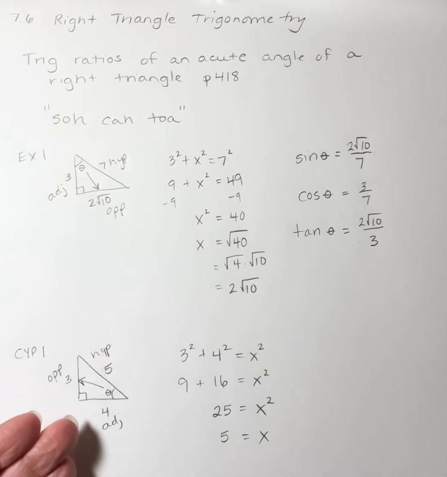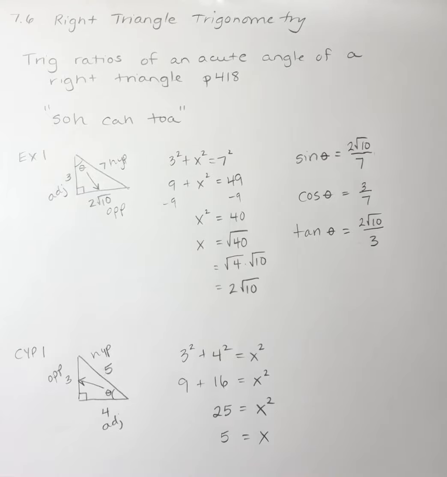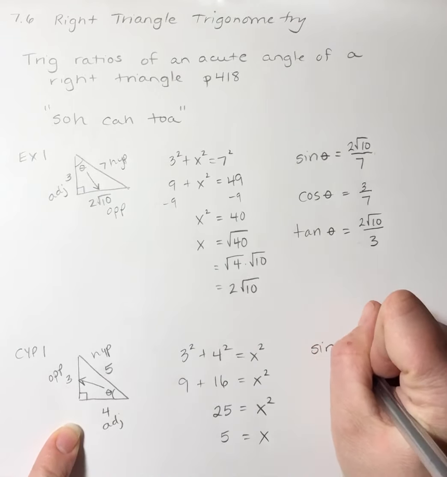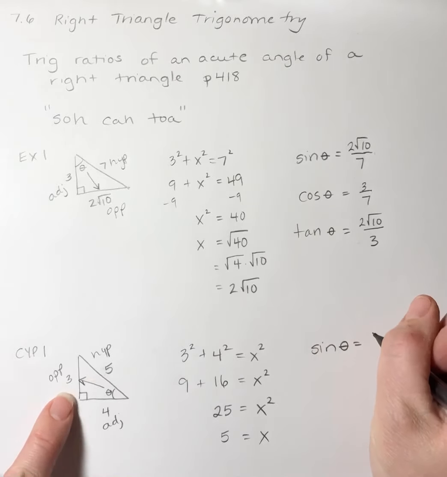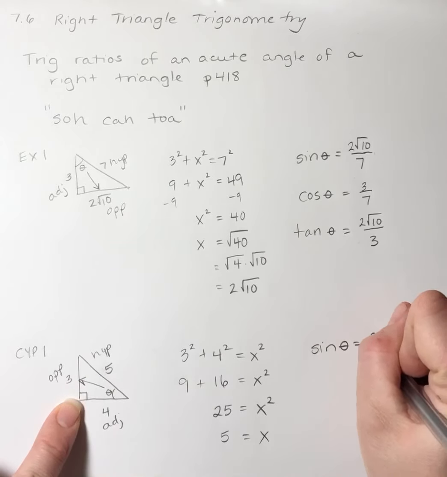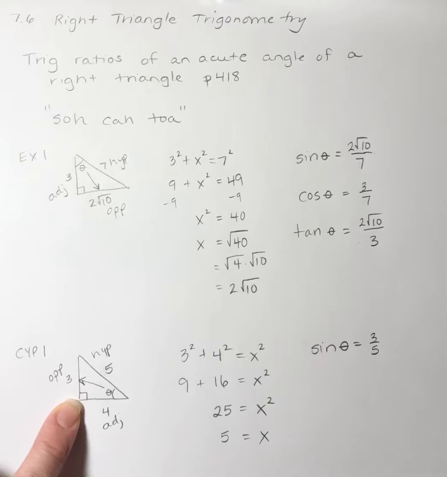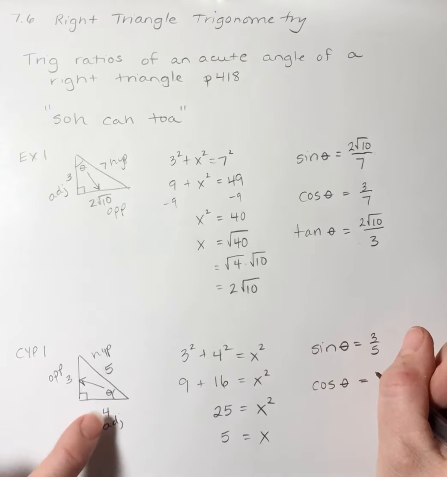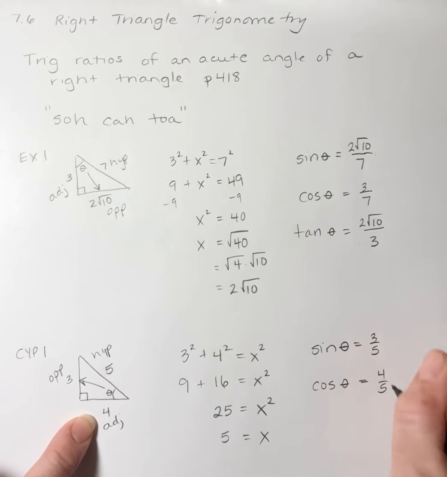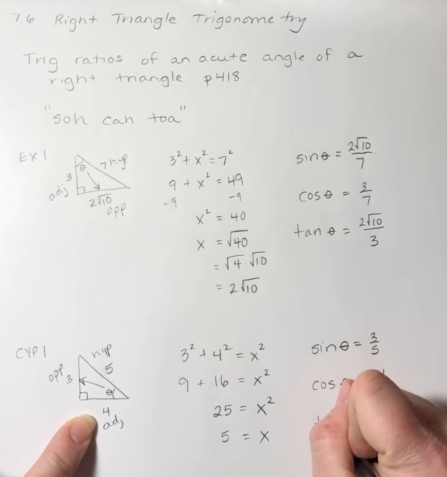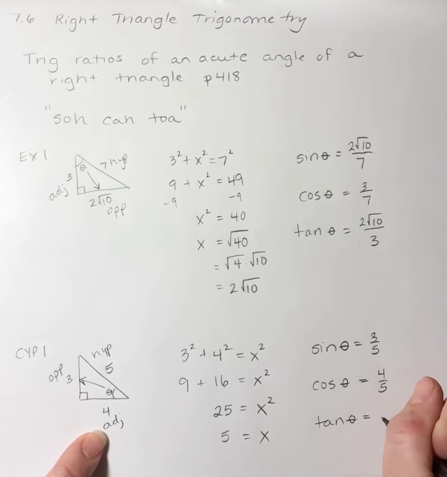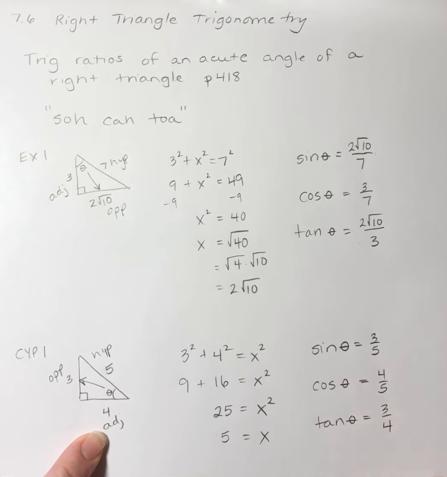And if you have to draw a triangle and label opposite, adjacent, hypotenuse, you go for it, okay? Whatever you need to do to get these right. So the sine of my angle is opposite over hypotenuse, so that becomes 3 over 5. The cosine of my angle is adjacent over hypotenuse, so 4 over 5. And tangent of theta is opposite over adjacent, so that's 3 over 4.